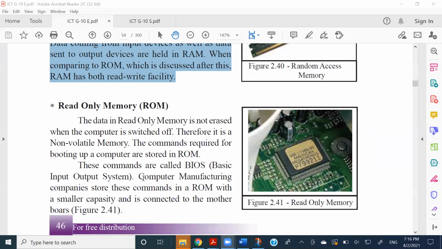So like BIOS are written into the ROM and fixed onto the motherboard. So BIOS will do what? According to the instructions given to that particular chip, it checks the computer when it is getting booted.